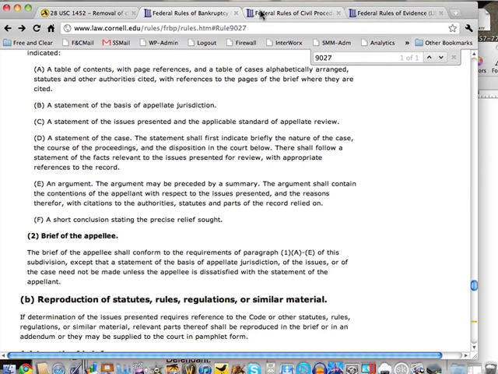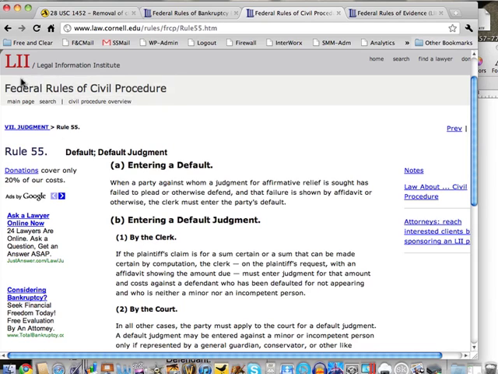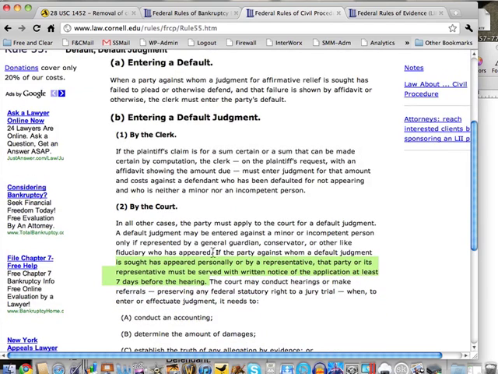So what do you do in a default? Let's go into Federal Rules of Civil Procedure, entering a default by the court. Now, if a party against whom a default judgment is sought has appeared, that party or its representative must be served with written notice of the application at least 7 days before the hearing. So they have entered a desire to appear, and so I have to notice them. It says must be served with written notice. Okay, so I have to notice them and give them 7 days that I will be entering a default judgment.